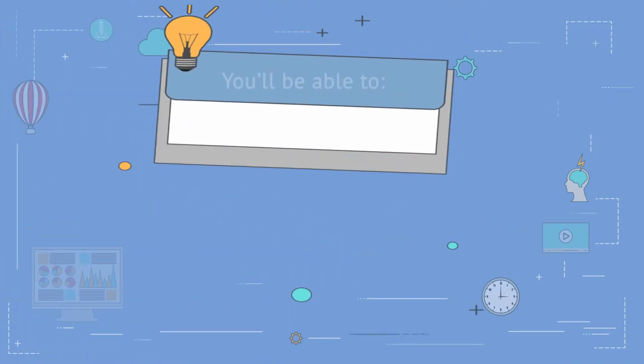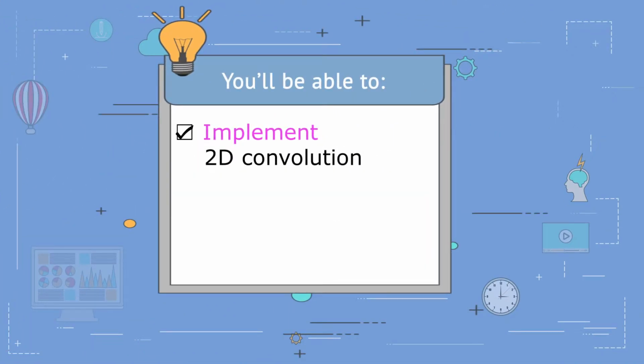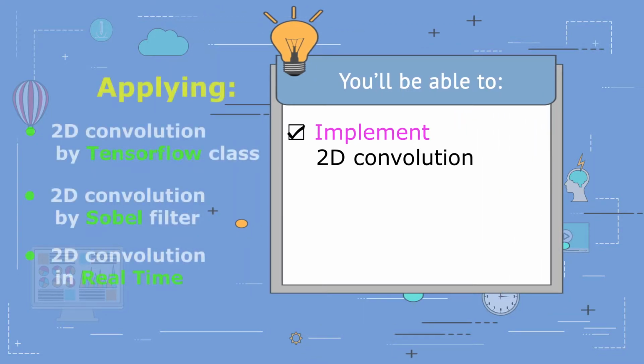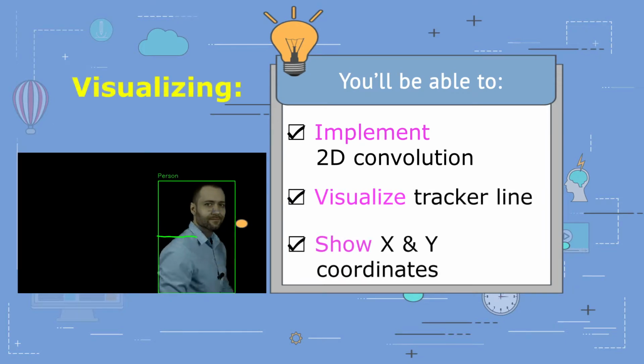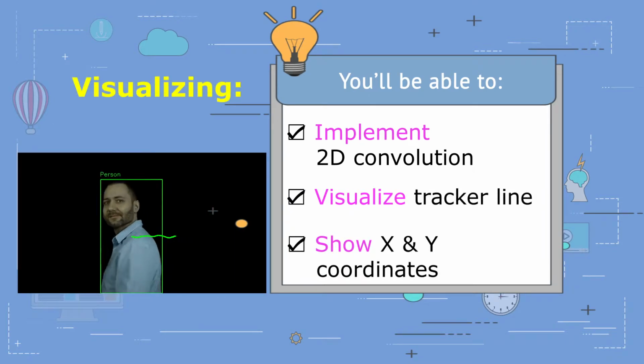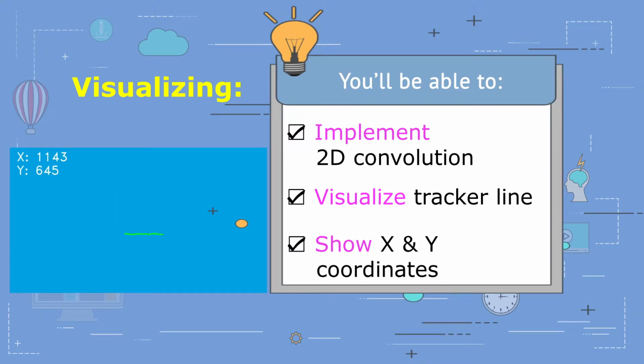Let's get started. Learning objectives for this activity are as follows. You will be able to implement 2D convolution by TensorFlow class and in real time, detect the object and visualize the tracker line, and show x and y coordinates of the tracked object.